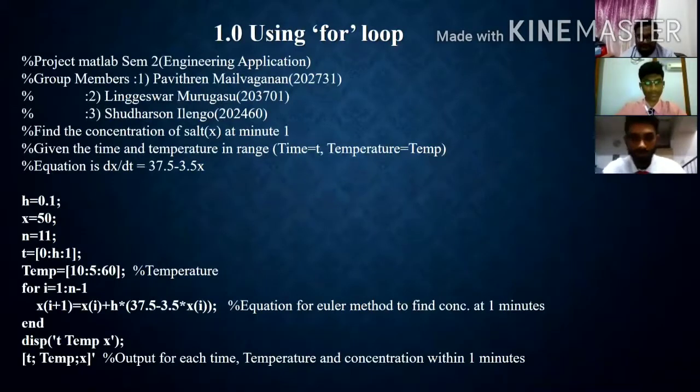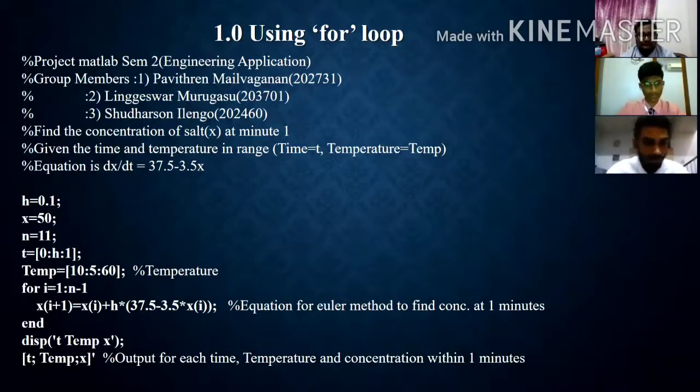Okay, thank you very much, Lingeshwar. Now I would like to continue with the script file. The first script file is based on the for loop and 2D plots. For the for loop, we have to find the concentration of salt X at minute 1. There is a given time and temperature range. Time we set as t, a small letter t, and temperature we set as TEMP. So the equation is dx over dt equals 37.5 minus 3.5x.